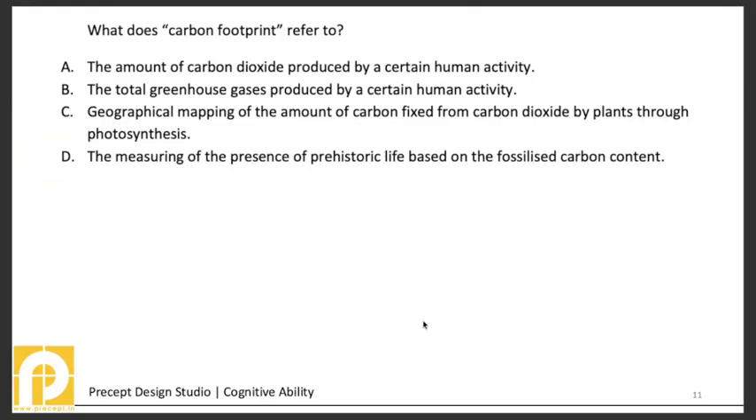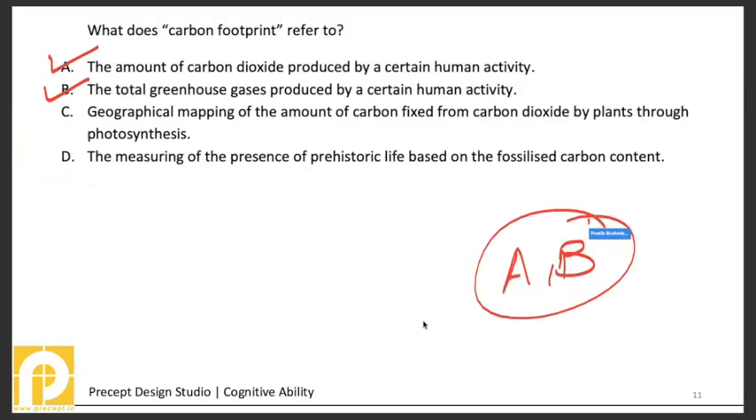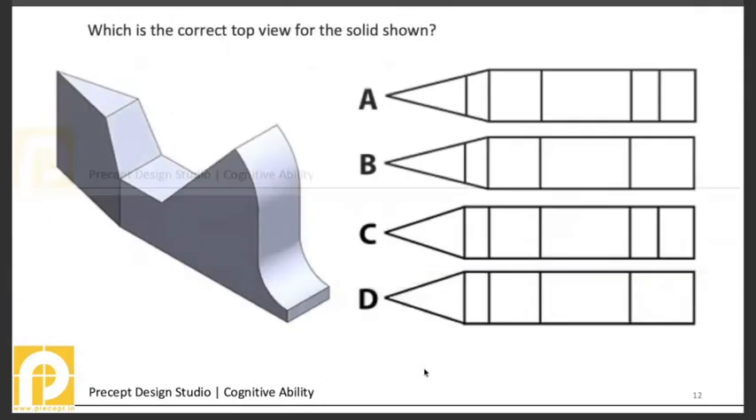What does carbon footprint refer to? Here, the carbon footprint refers to the amount of carbon dioxide that is produced by a certain human activity, and it also refers to the total greenhouse gases produced by a certain human activity. So both options A and B are correct here. Okay, we'll move to the next one.